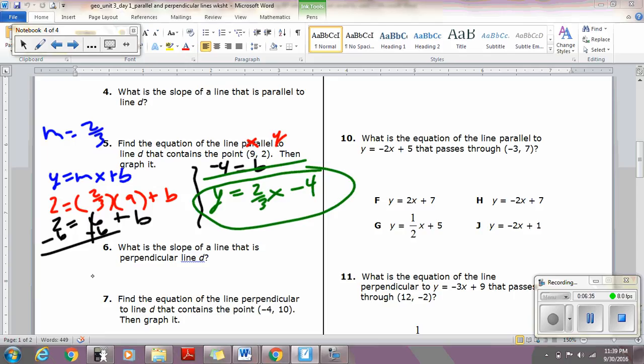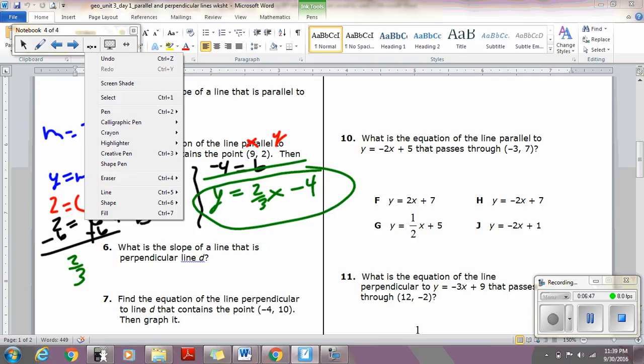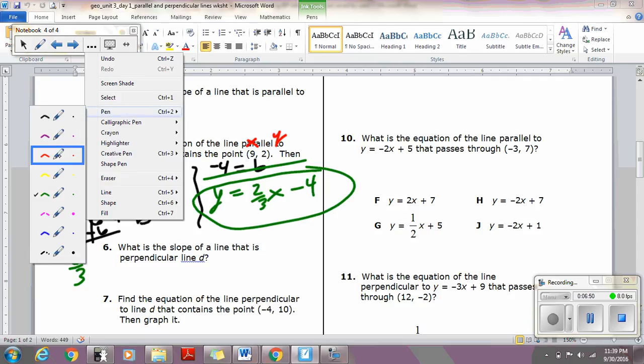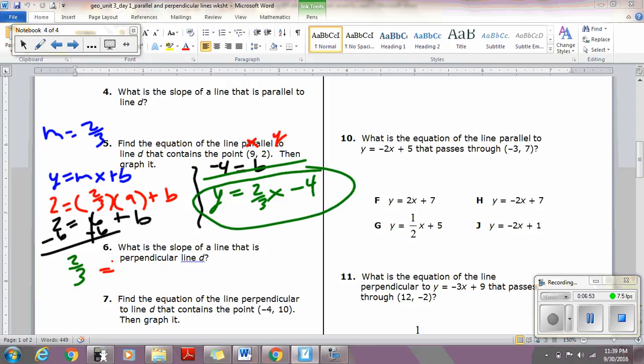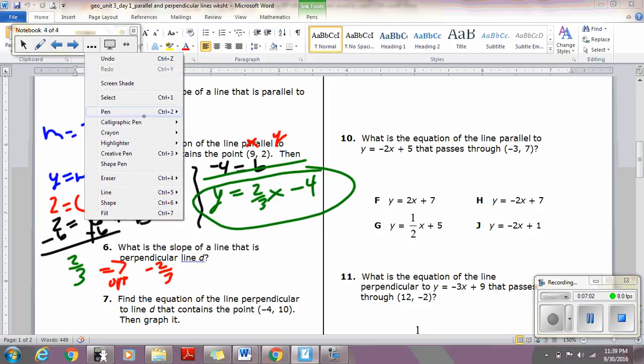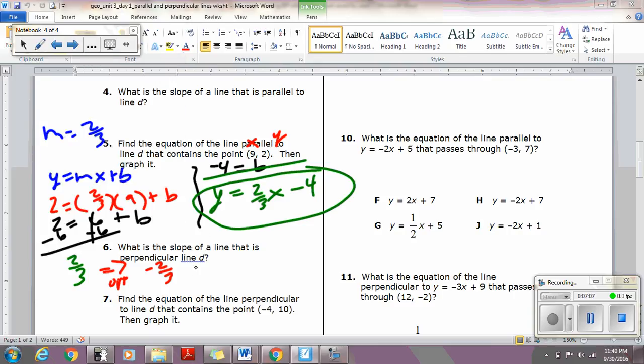Number 6 wants to know what the slope of the line would be if it was perpendicular to D. So D, again, has a slope of 2 over 3. In order to be perpendicular, it needs to be an opposite reciprocal. So the first thing I would do is find the opposite of 2/3, and that's negative 2/3. Then I would find the reciprocal of negative 2/3, and reciprocal means to flip it around. So that means it would be negative 3 over 2. So the perpendicular slope would have to be negative 3 over 2.